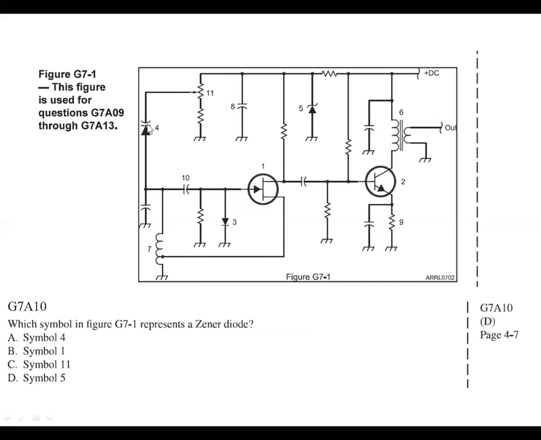It looks like a diode in series with a capacitor. I'm not sure. I'd have to go look that up. I'm not sure what that symbol is. But a Zener diode is this symbol. It's got the 2 little arms on it.